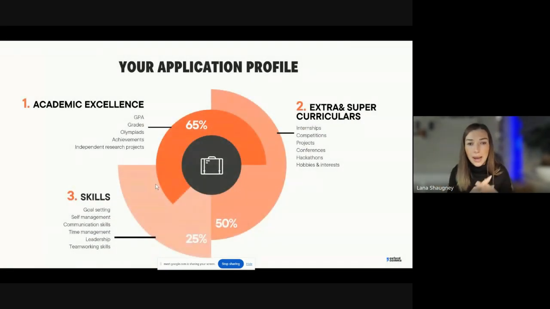So what is your applicant profile then? What does it include? This is very, very rough because each university is very different. Each country is different. So we need to start looking at your specific case.